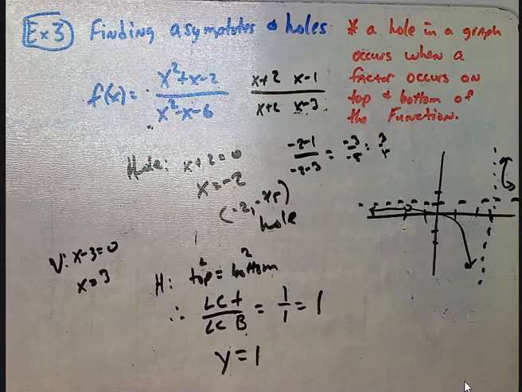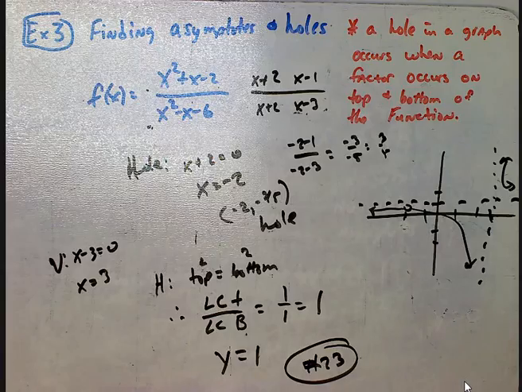I want you to try number 23 and look at the next video to see if you're able to get that right as far as finding holes, horizontal asymptotes, and vertical asymptotes.